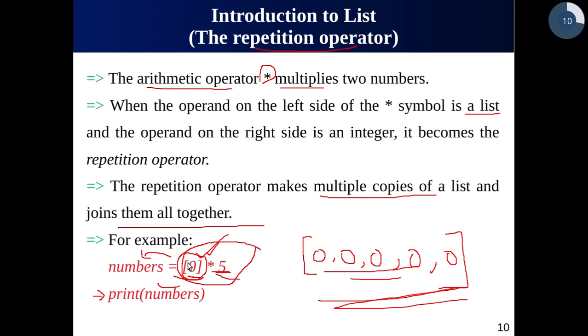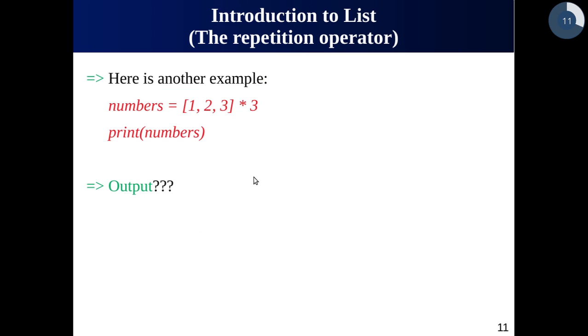In this case we have only a single element, that is 0, while in this case we have multiple elements, multiple data items in a list, that is 1 2 3. We are applying the repetition operator on a list. So remember, on the left hand side we have a list, while on the right hand side we have an integer. But here in this case, on the left hand side, the list contains more than one element. So how are you going to multiply it now?